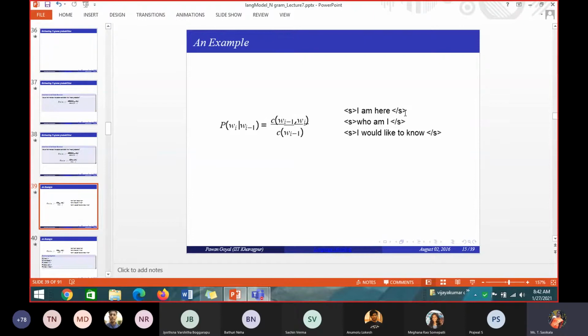So how many sentences do I have in my example corpus? Three sentences. Start of the sentence is given by S and the end of the sentence is represented by slash S. Don't wonder what S and slash S are. They just represent the starting and ending of a sentence.